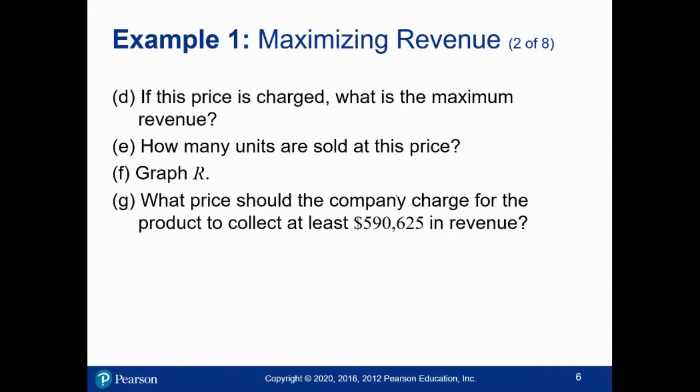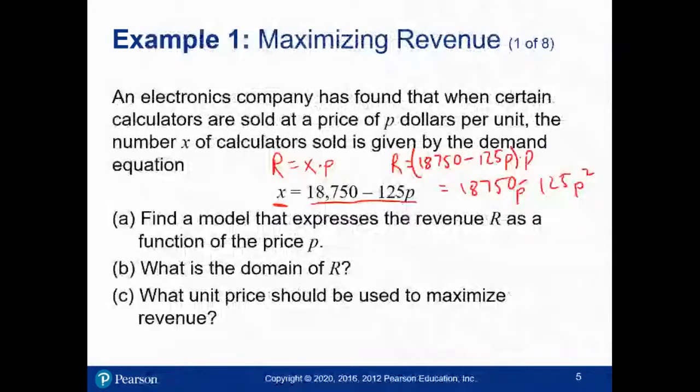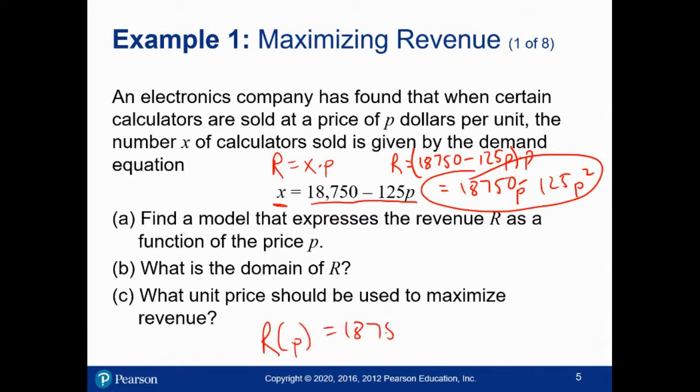$590,625 in revenue. Okay, so if you've already done A, B, and C, as long as we started with this as our revenue function, as a function of price, our revenue should be 18,750 times P minus 125 times P squared. Go ahead and complete the rest of the problem. What's the domain? What price will maximize revenue? Copy down this function, 18,750P minus 125P squared.